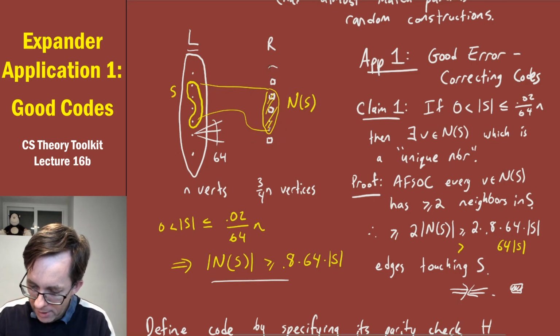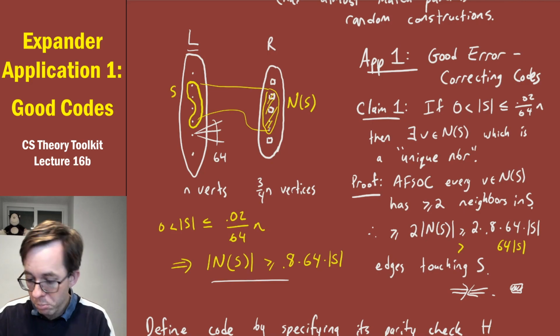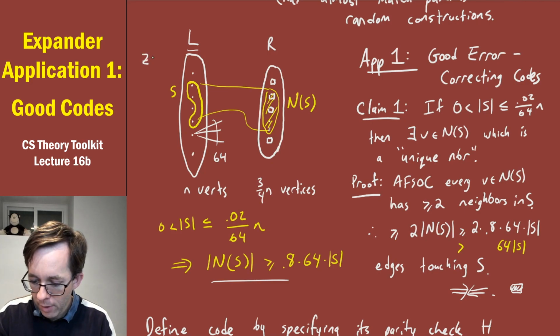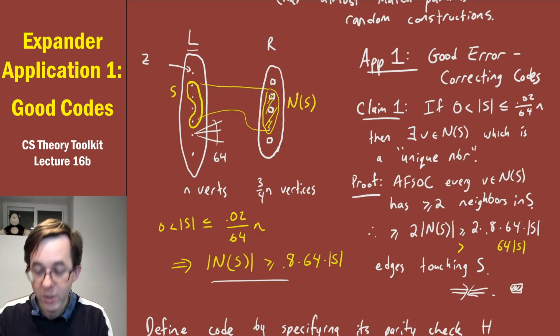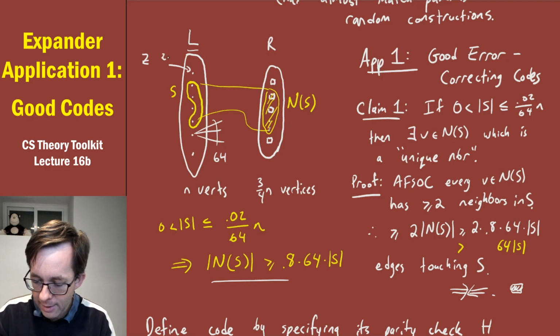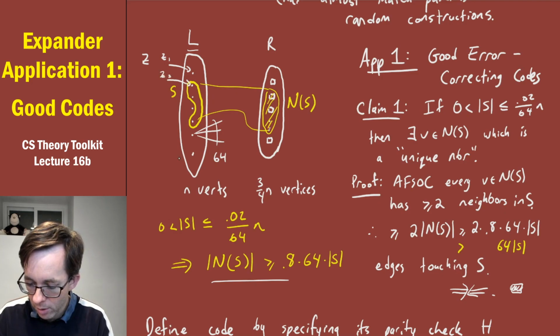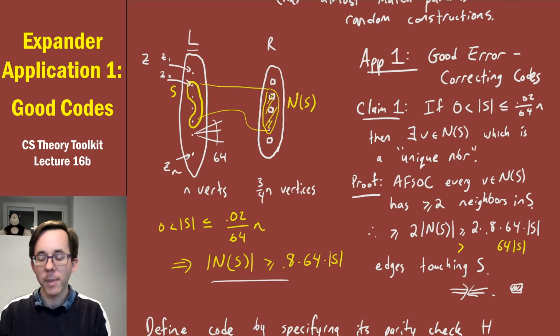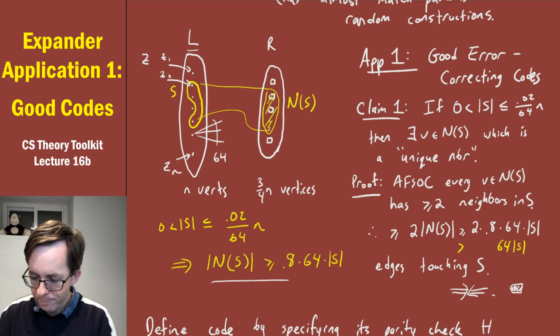What it means is, given a received word z in F2^n, you can think of its indices as being associated with the vertices of L, and therefore you can think of the code word's bits as labeling the vertices of L. So z1, z2, up to zn. Given a code word, these are like 0, 1 entries labeling the vertices.